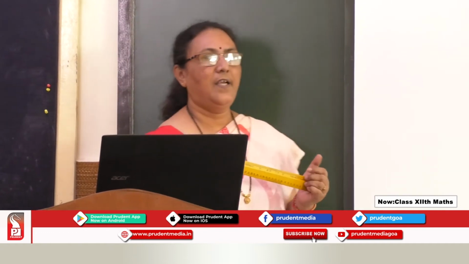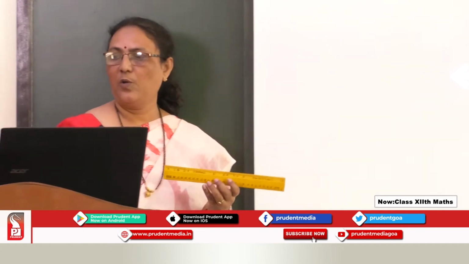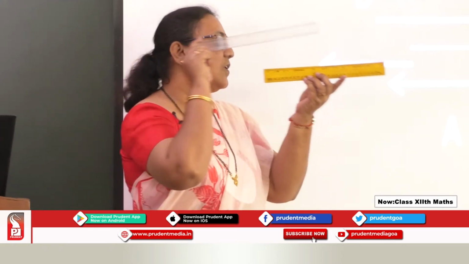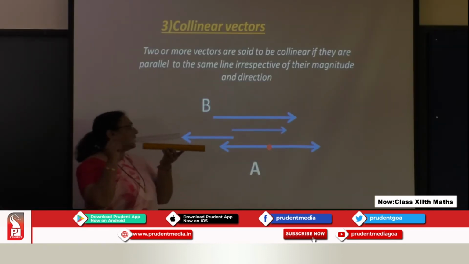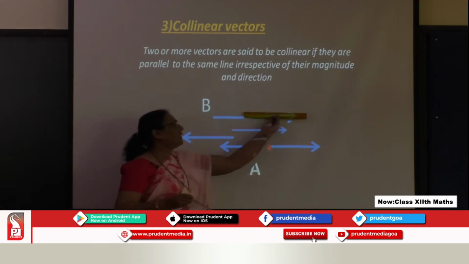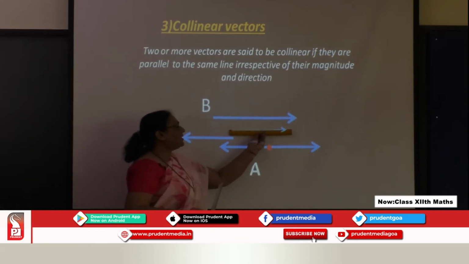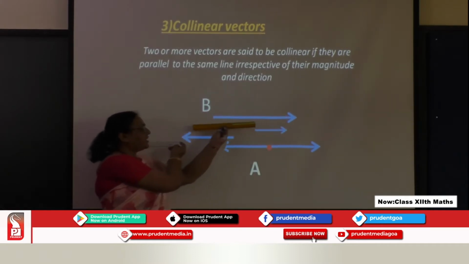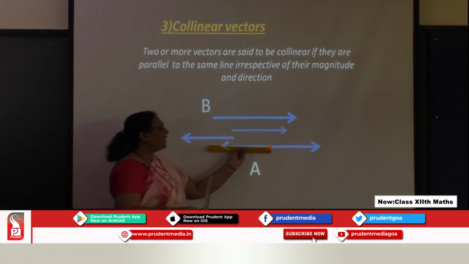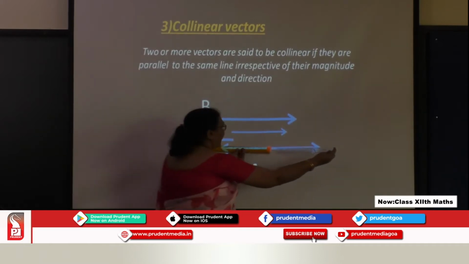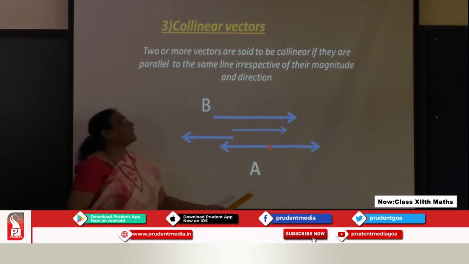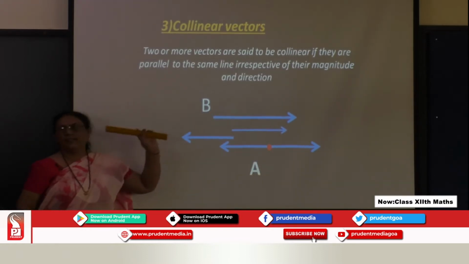Collinear vectors. Just now you saw in the video, two planes are moving like this, so those are parallel vectors. Now see this, it's moving in this direction, the other one is also moving in this direction. Here it's moving in the opposite direction. The initial point is the same, but one is going this side and the other is going this side. This type of vectors are called collinear vectors.